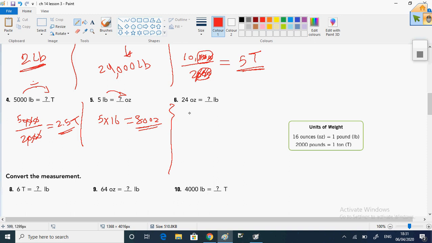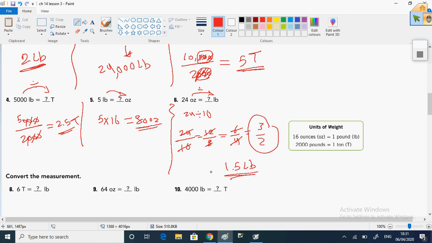24 oz to lb. 24 divided by 16. From smaller to bigger we have to divide. So 24 divided by 16, you can here again use a fraction. If you have a small number, you can simplify by 2, becomes 12 over 8. Again by 2, 6 over 4. By 2 becomes 3 over 2. Now 3 over 2, it's 1.5 lb. Okay?